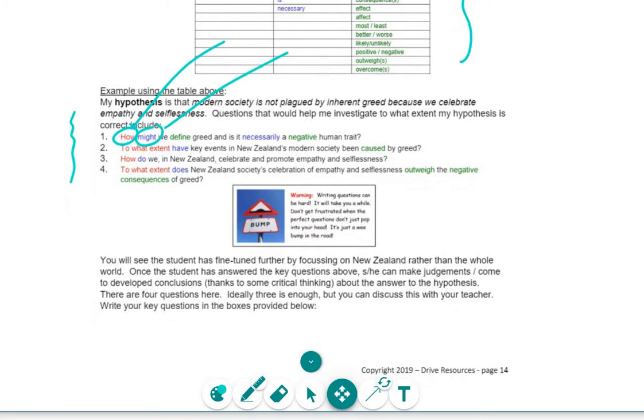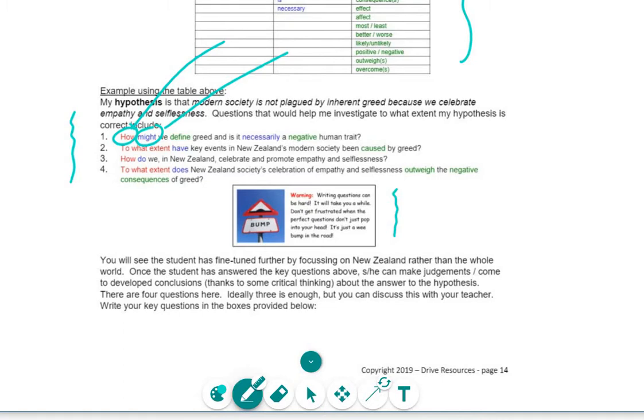There's a little warning here. Writing questions can be hard. It will take you a while. Don't get frustrated when the perfect questions don't just pop into your head. It's just a wee bump in the road. So just cruise. Keep discussion with your teacher going all the time.